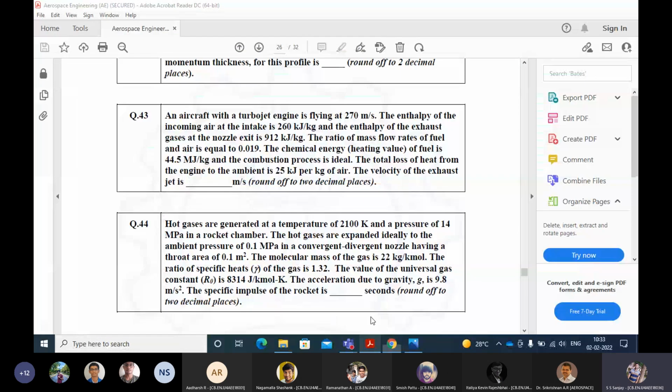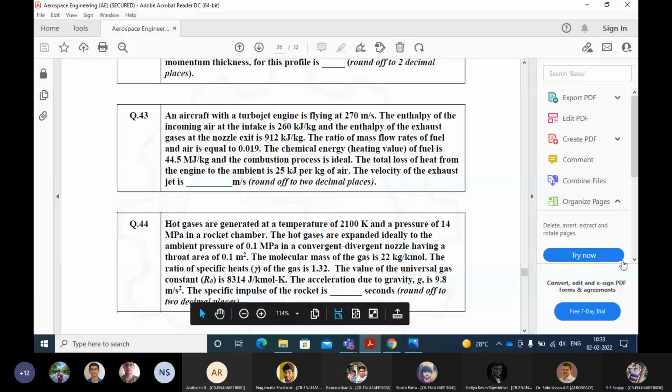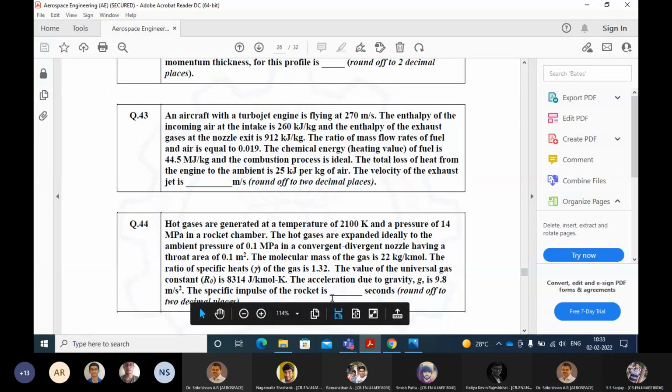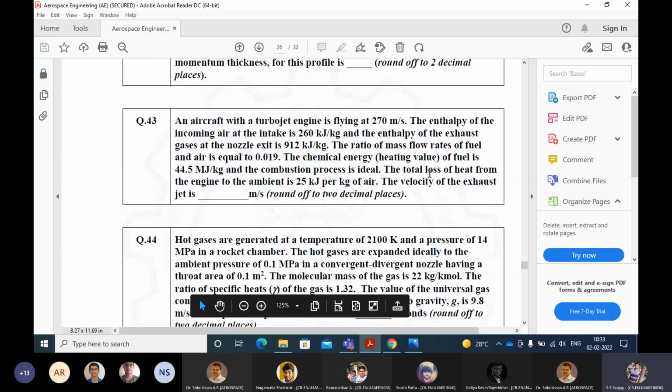Sir, is the screen visible, sir? Yes. Yeah, sir, so this is the grade 21 paper. I had a doubt in this question number 43. Which one? 43, sir. One second, give me a minute. Yes. 43, is it? 43. Yes, sir. Okay.